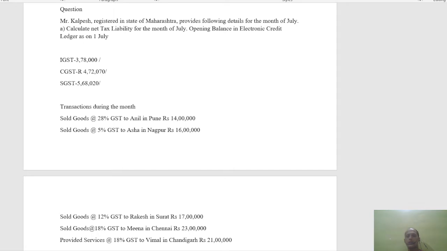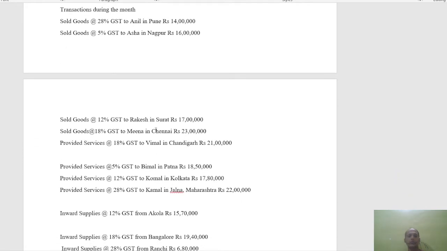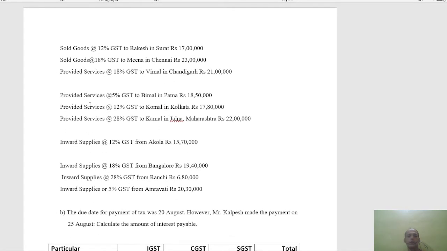So these are all the outward supplies. Sold goods at the rate of 12% to Rakesh in Surat, sold goods at the rate of 18% to Meena in Chennai, provided services at the rate of 18% to Vimal in Chandigarh, provided services to Bimal in Patna, provided services at the rate of 12% to Komal in Kolkata, provided services at the rate of 28% to Kamal in Jalna. And these are the inward supplies: at the rate of 12% from Akola, at the rate of 18% from Bangalore, at the rate of 28% from Ranchi, and at the rate of 5% from Amaravati. The due date was 20th August, but Mr. Kalpesh made the payment on 25th August.